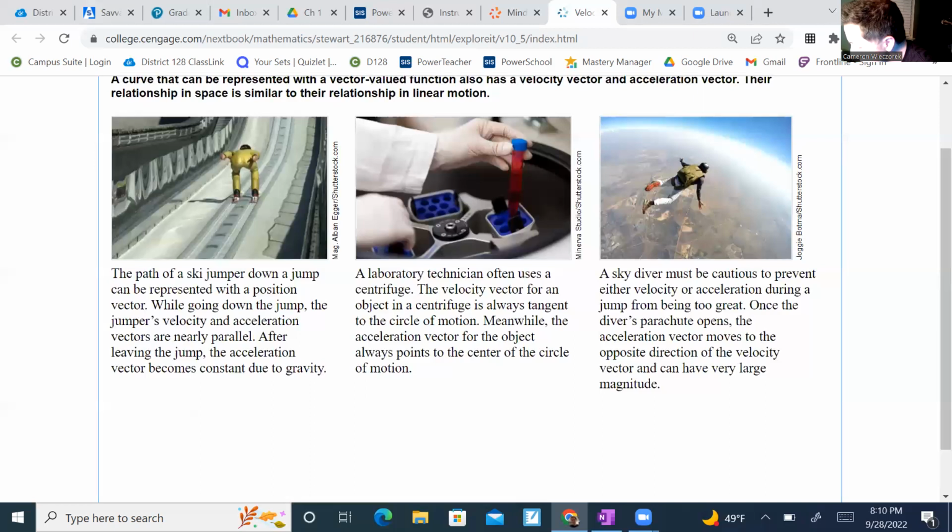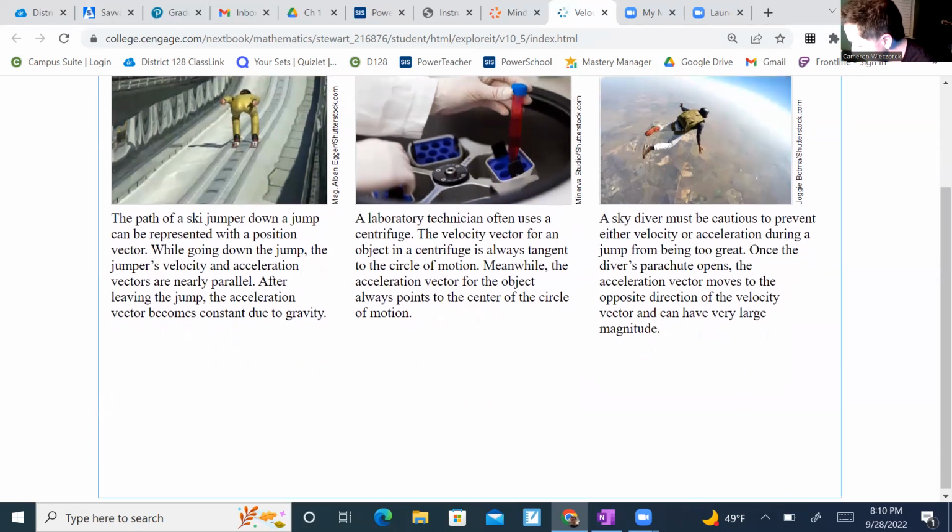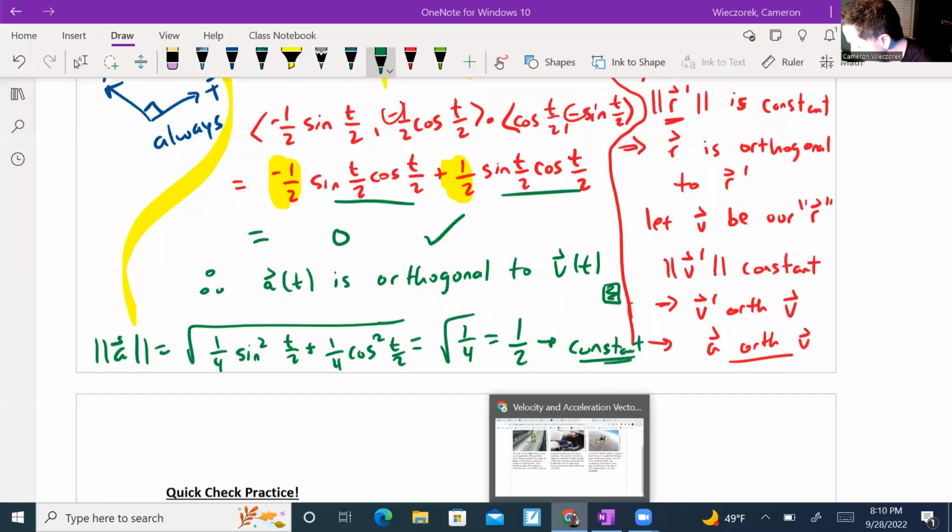The most interesting one I think they had listed here was a skydiver. Gotta pull your parachute at the right time. You got to be very cautious because sometimes the velocity and acceleration magnitudes might be very great from the jump. Once you open the parachute, the acceleration vector is actually going to move in a direction opposite to the velocity vector. And when those two very large magnitudes counteract each other, that's what kind of causes you to jolt when the parachute opens. So lots of cool applications of these vector valued functions.